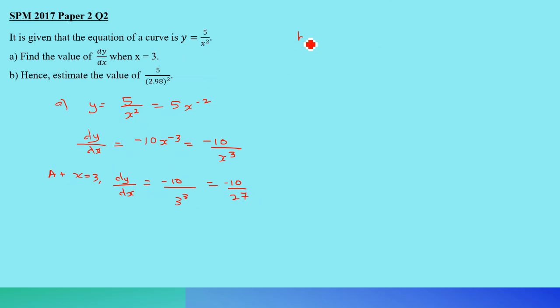Now part B is the one you're going to be confused by. 2.98. Is my value x 2.98? No. When they use the word estimate, don't use your calculator and get the answer. You have to do the calculus way to solve it, and there will be a link with part A. So 2.98, the nearest integer is 3. We have done it in part A when x is 3. So the nearest integer is 3.